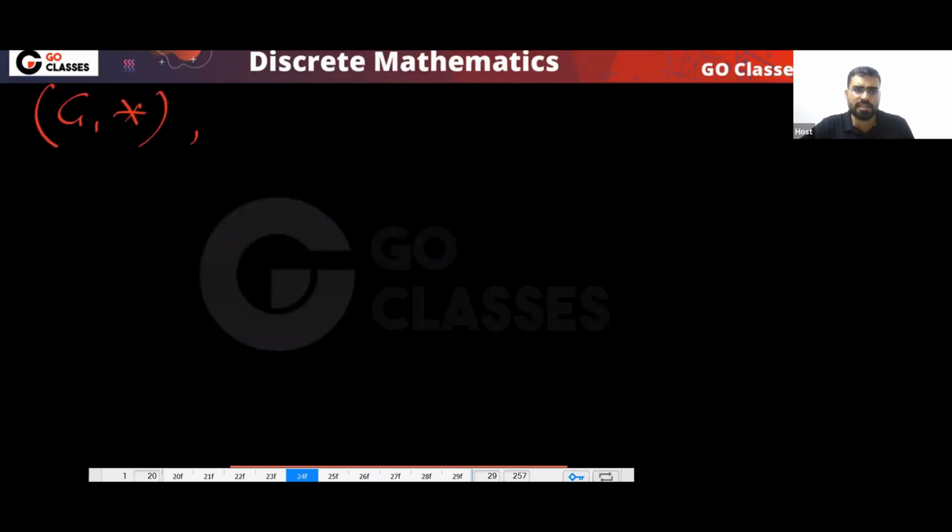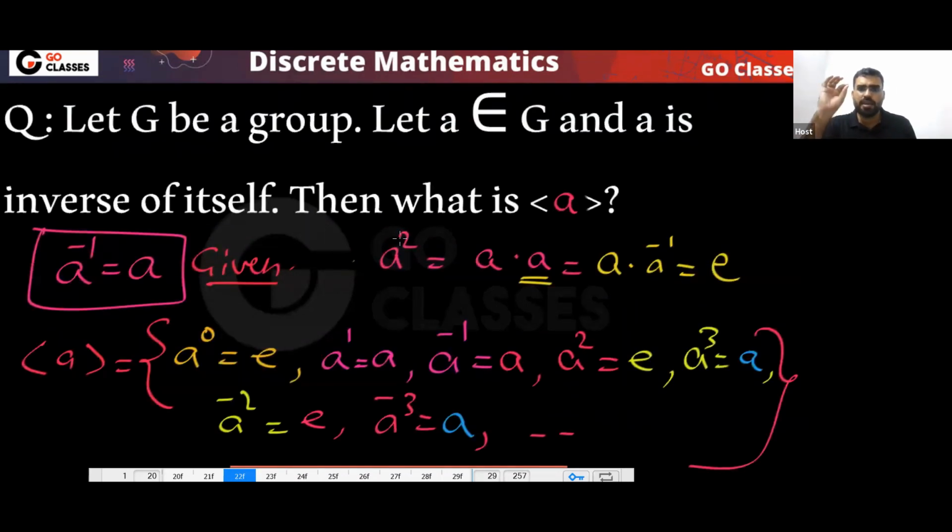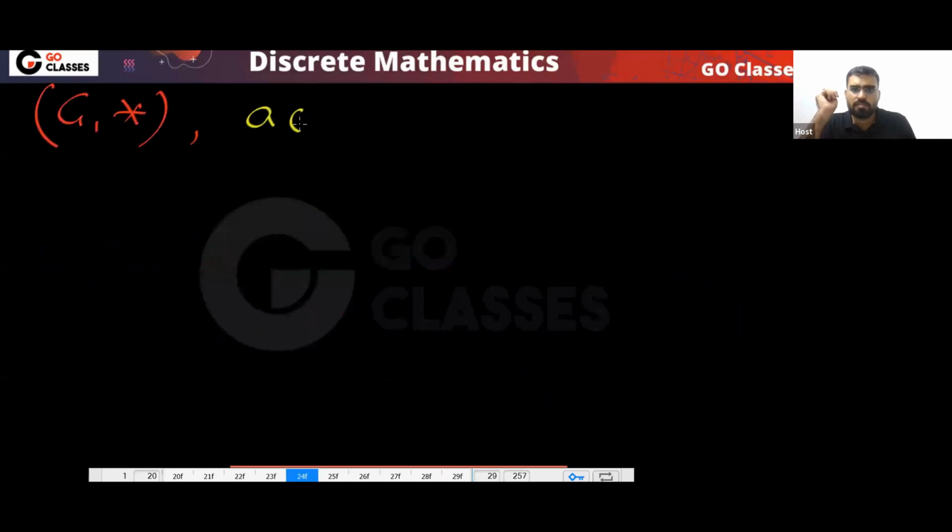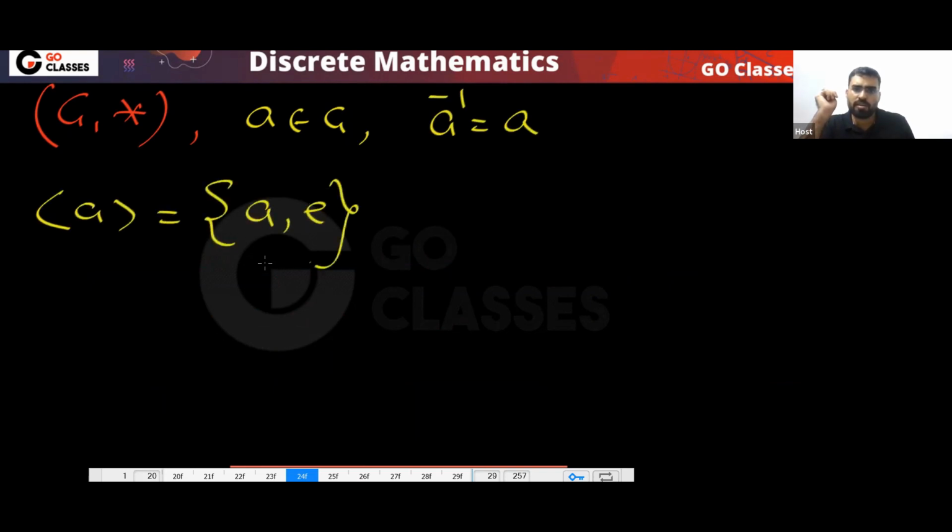Questions like these are very simple. If this question comes in the test series or GATE exam, it is a very simple question. It is given that a is the inverse of itself. From this you can see what it will become: a comma e. So the subgroup generated by that will be a comma e. This will always happen. And what is the subgroup generated by e? That will be e.